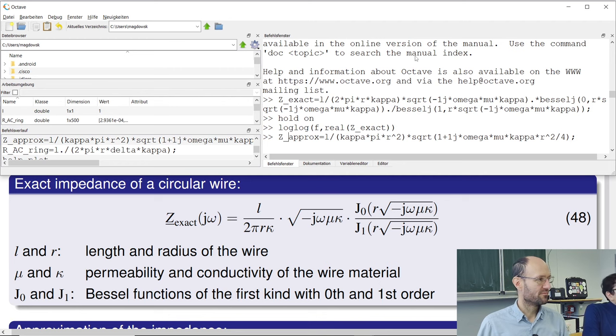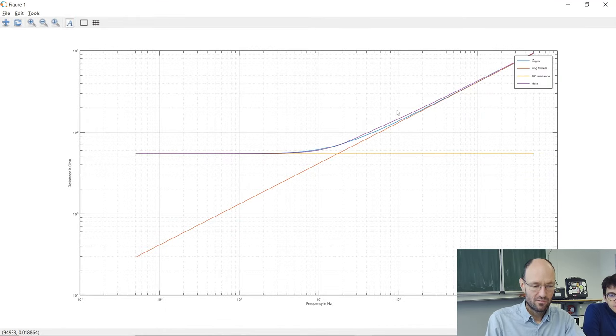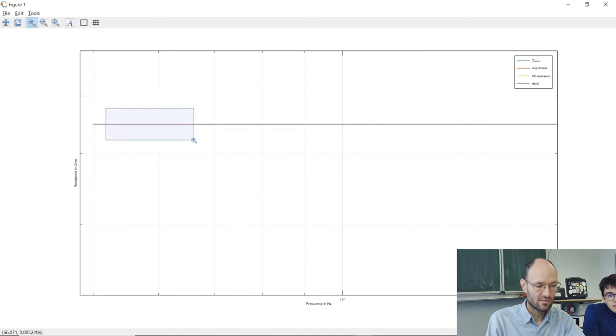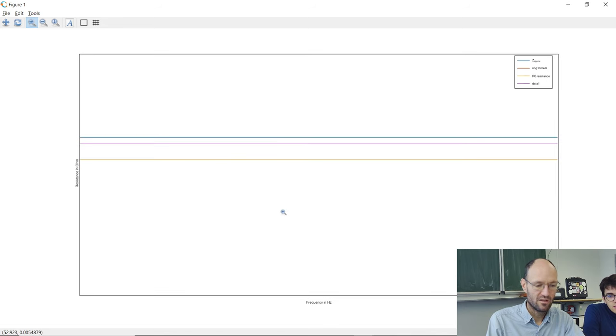Do you have questions? I can zoom in on the plot for sure. At the lower frequencies here, if there's a difference there, I think there should be no difference. And there is a very small difference. But now we have no access here anymore, so we don't know how large this difference is.